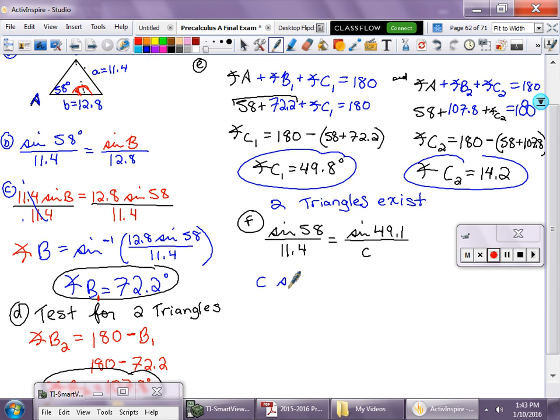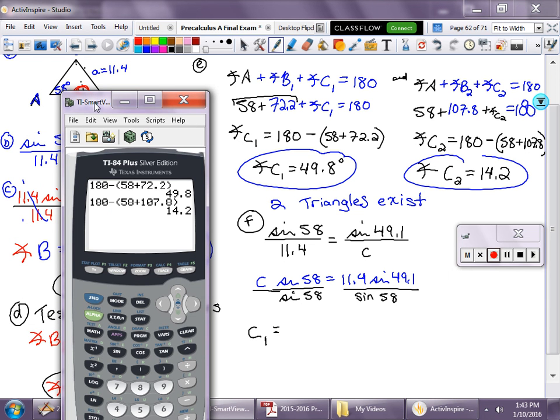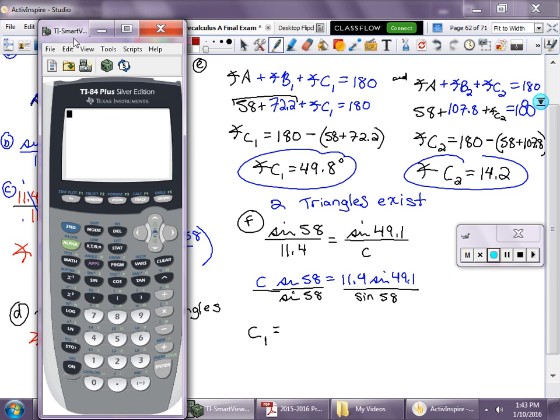C sine 58 equals 11.4 sine 41.9. Divide by sine of 58. This is in your calculator. And now we'll go ahead and put that, this will be C, the first C value. Okay, and let's put this out, clear. 11.4 sine of 49.1.